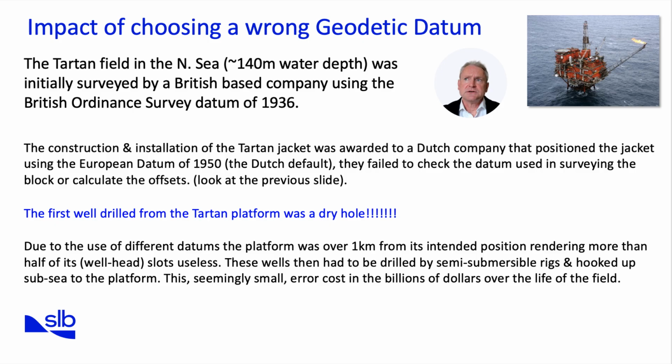The consequences were severe. The first well drilled from the platform was a dry hole, and over half of the well slots were rendered useless. Operators were forced to drill wells from semi-submersible rigs and tie them back sub-sea to the misplaced platform. This error, stemming from something as seemingly small as mismatched datums, cost billions of dollars over the life of the field. The lesson is clear. Coordinate systems and datums are not trivial details. They are fundamental to project success. Always check, confirm, and align datums before executing expensive operations. A single oversight in geodesy can ripple into years of financial and operational loss.